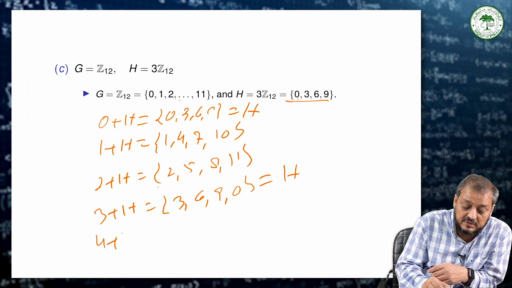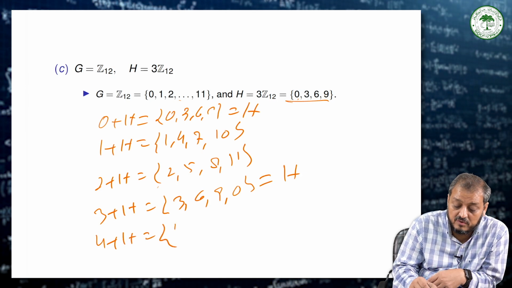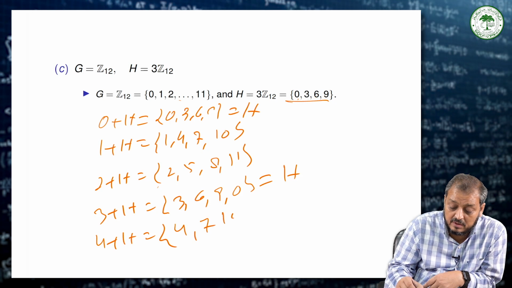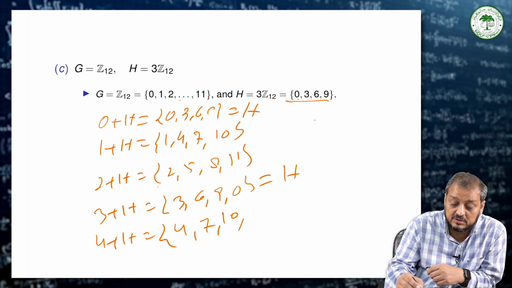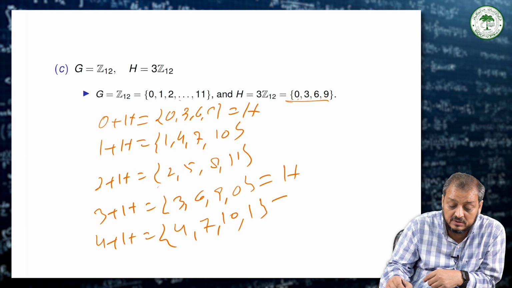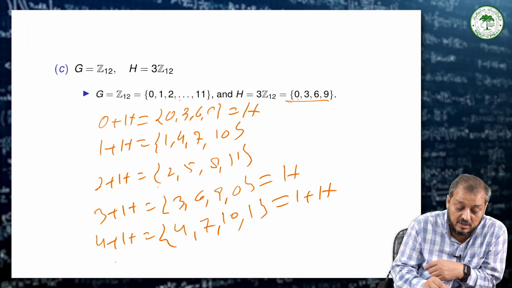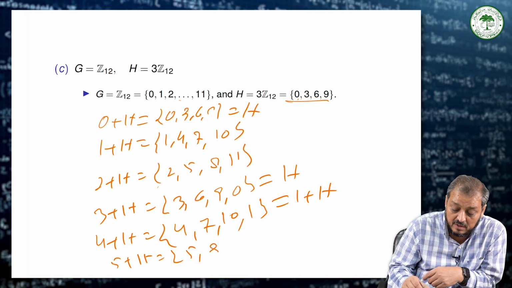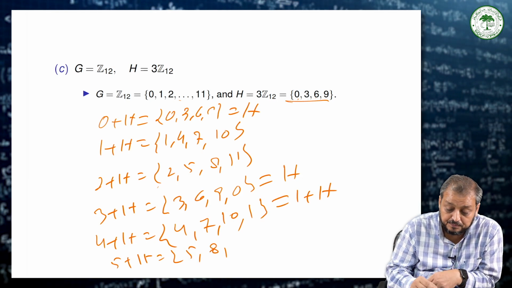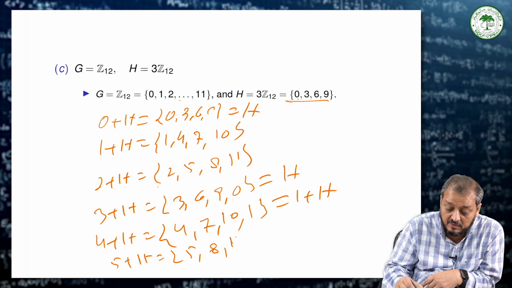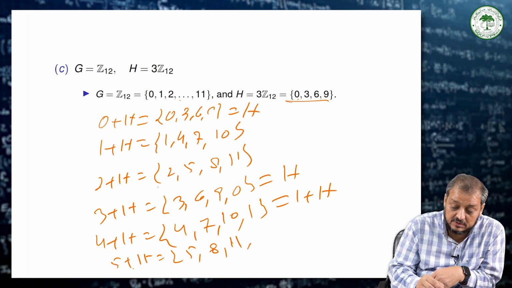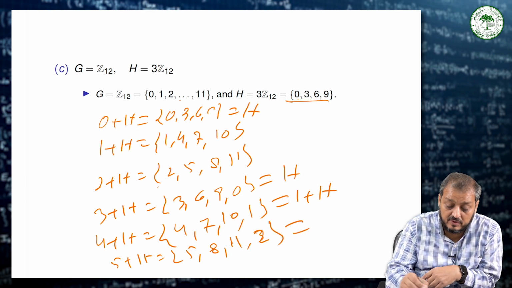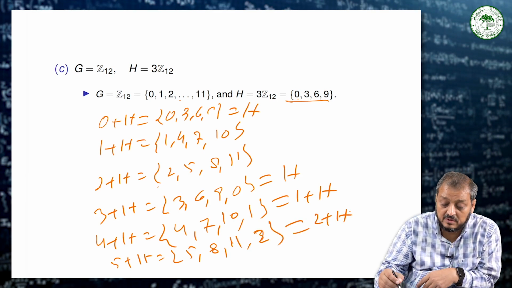Now 4 plus H can be written as 4, 7, 10, and 13, which is equal to 1 plus H. Then 5 plus H is 5, 8, 11, and 14, which is the same as 2 plus H.